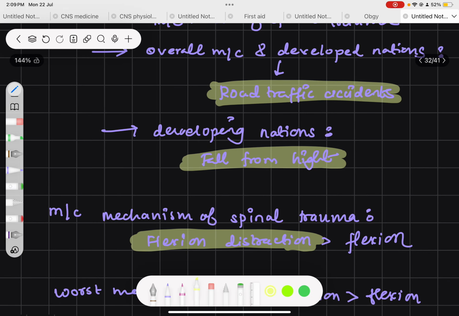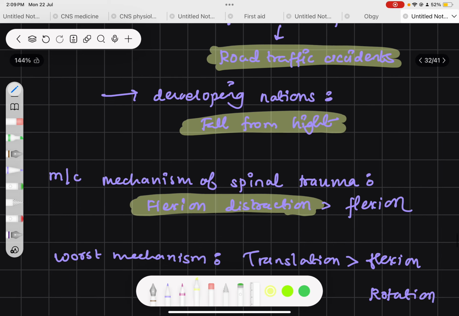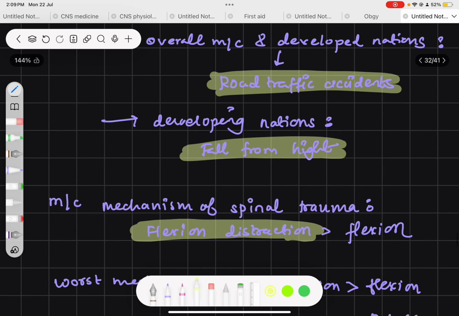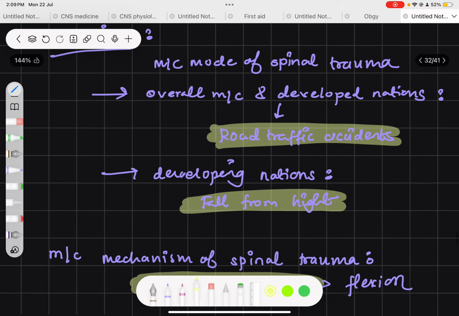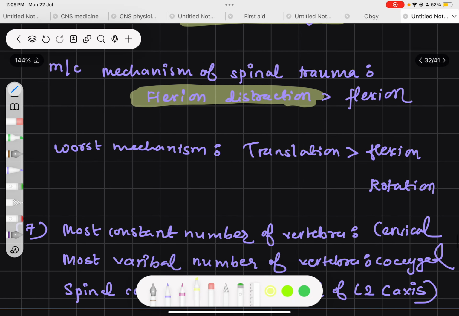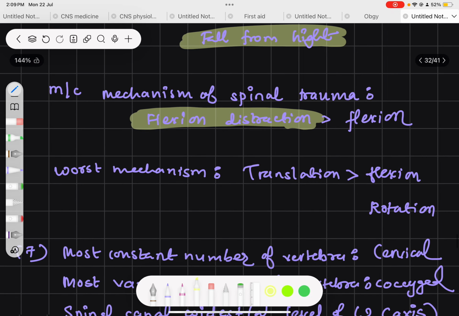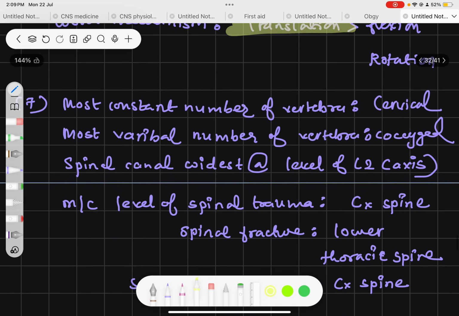As we will see in the seat belt injury, the fracture happens. It is known as the Chance or jackknife fracture, and this is due to a flexion distraction type of injury. So that's why it is the most common mechanism of spinal trauma, and the worst one is translation.